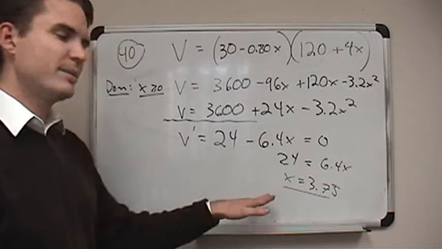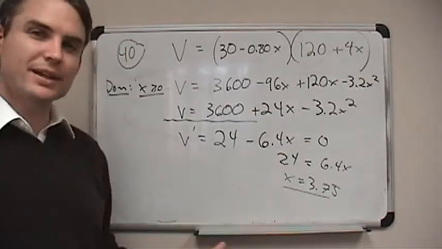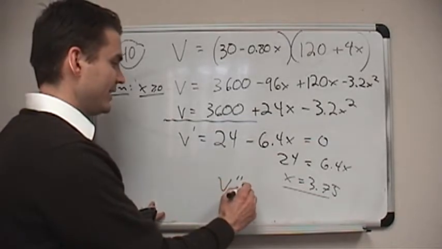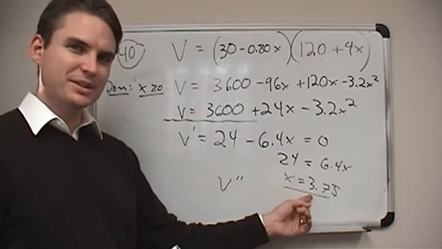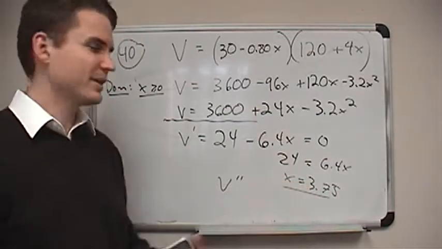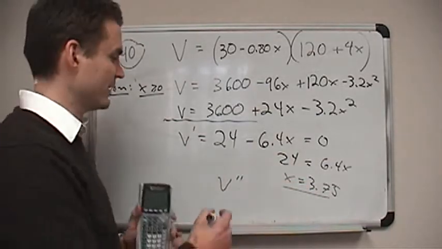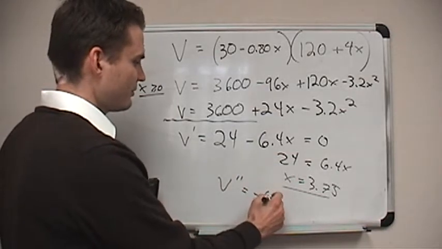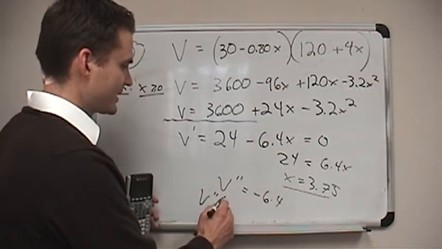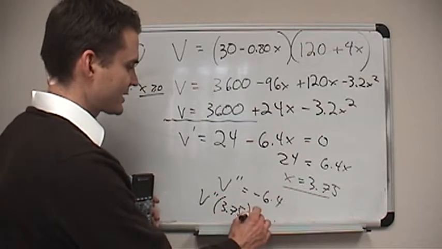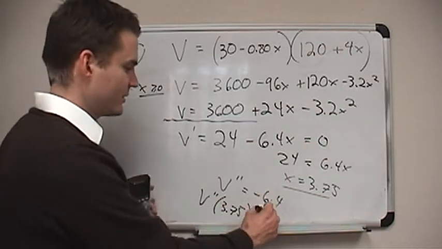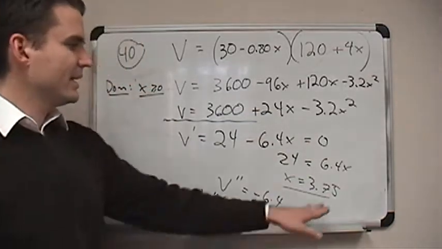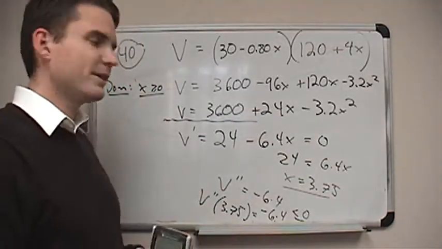Now, just to be clear that this is a maximum, we should use the second derivative test, which is very easy to use in a lot of the problems. Remember that if the second derivative is negative at this critical number, we know that it's going to be a maximum, at least a relative maximum. So the second derivative of this function is just negative 6.4. So if we place 3.75 in for x, well, of course, there's no x over here, so we just get negative 6.4, which is negative. So 3.75 is definitely a relative maximum.